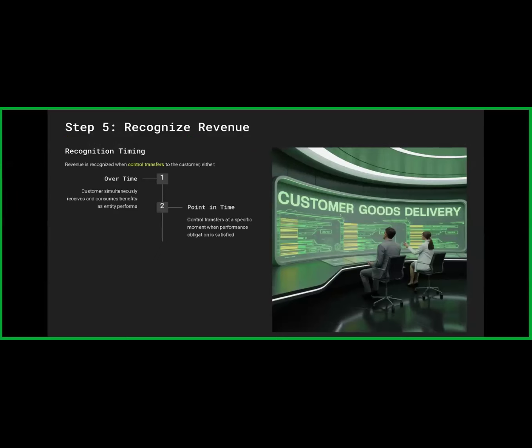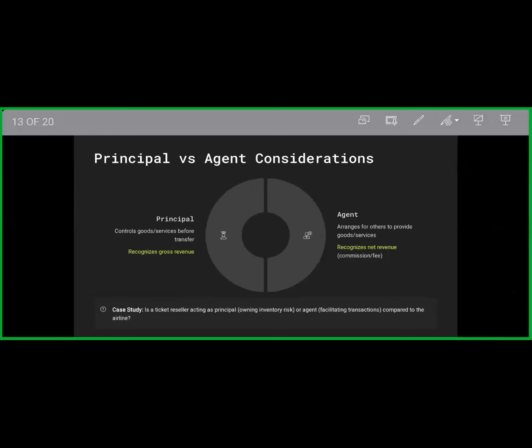So with those 5 steps, AS 115 provides the guidelines for revenue recognition. In some cases, one case is the principal versus agent considerations. In some cases the company is the principal, that is, it controls the goods and services before transfer, and in some cases they provide their services through agents, arranging for others to provide the goods and services.